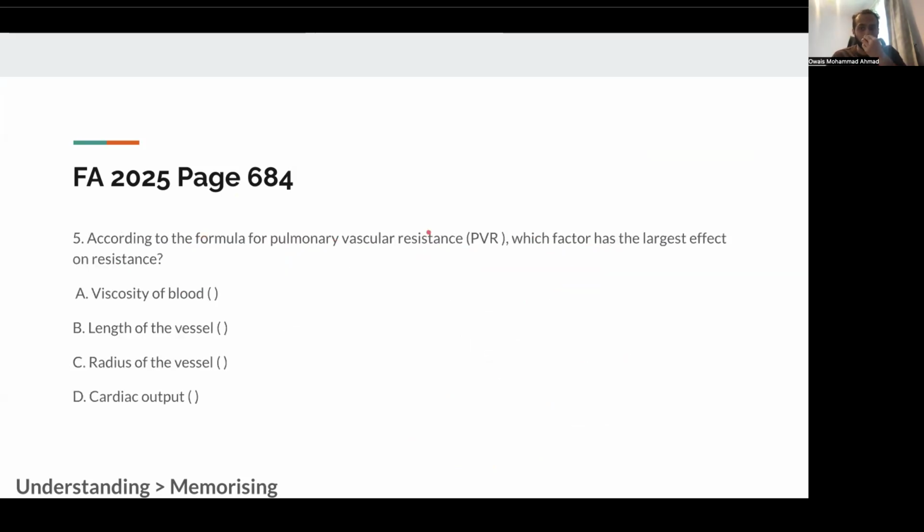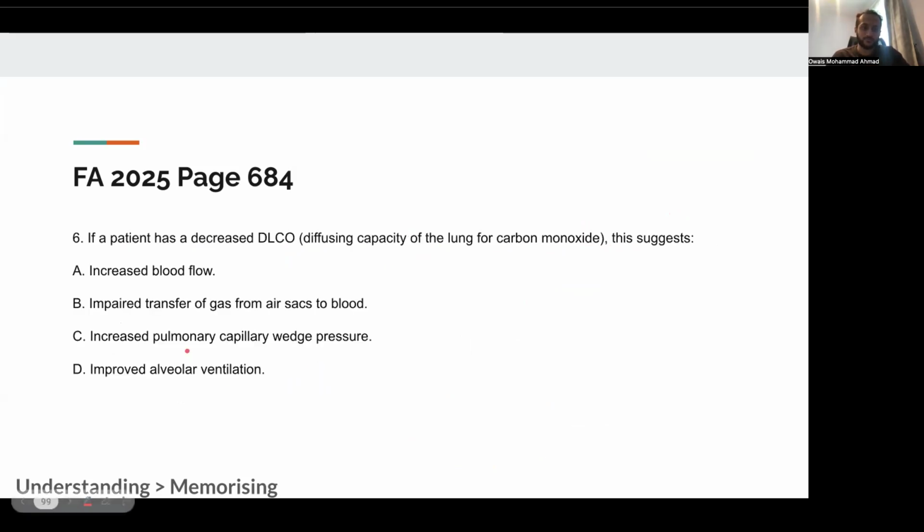According to which of the following does the pulmonary vasculature have the greatest effect on resistance? That's going to be radius. It's affected the most. If a patient has a decreased DLCO, diffusion limiting causes, that suggests there's going to be increased blood flow, no. Impaired transfer of gas, that can be possible. Increased pulmonary compliance, no. Improved ventilation, no. It's going to be this. It's going to be across the blood.